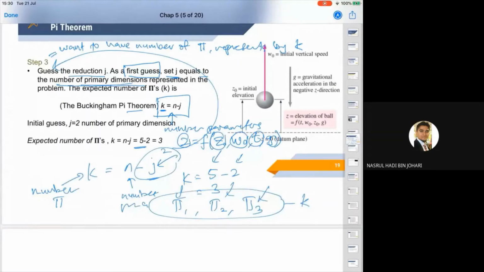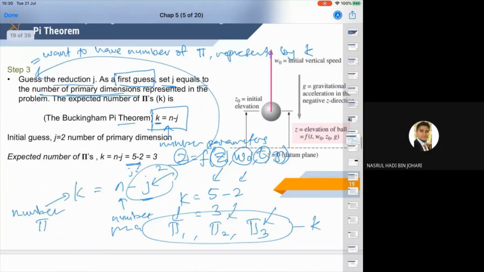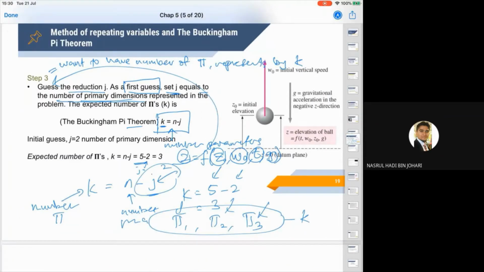So definitely N is 5, and then minus 2. What is 2? 2 represents the J that is the primary dimension. Kan primary dimension tadi ada apa? Ada L and T only, right? Ni, kita tengok tadi. Ada L and T, tengok. Semua L, T, L, T, L, L, T. There's no more primary dimension involved in this case. So the expected number of pi is K equal to N minus J, which is 3. So we have to have at least 3 pi's.